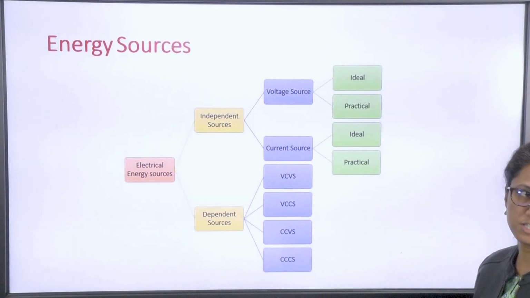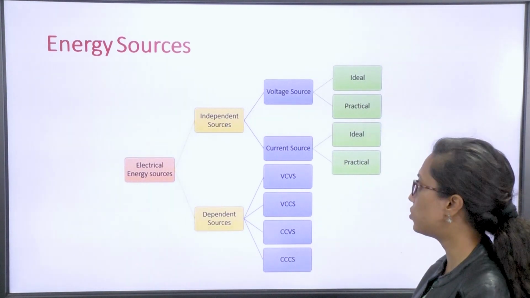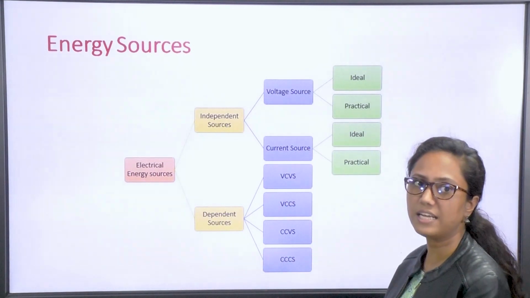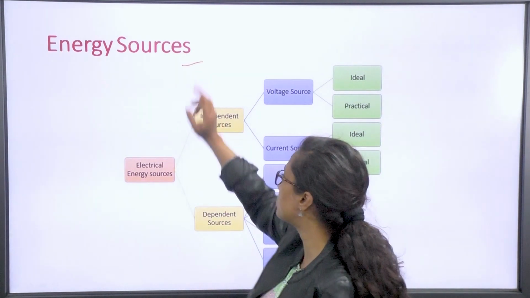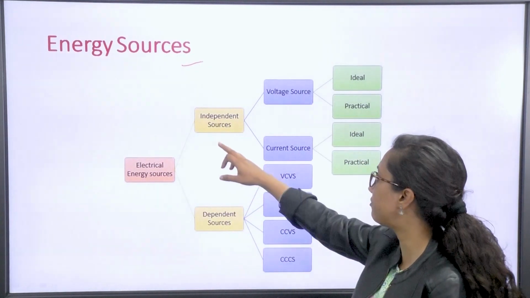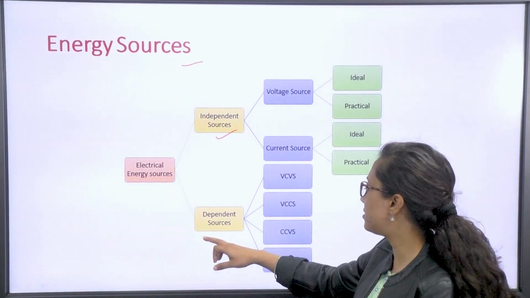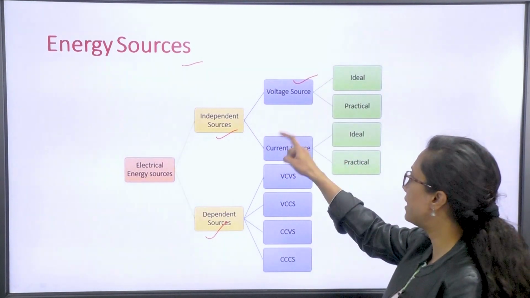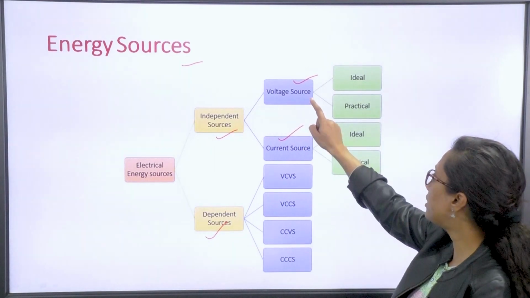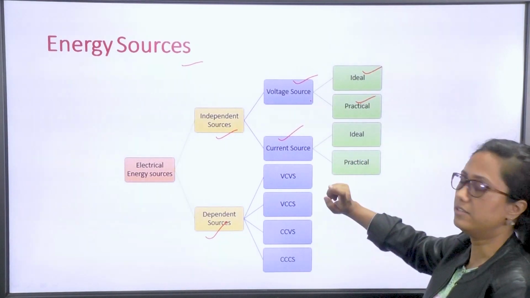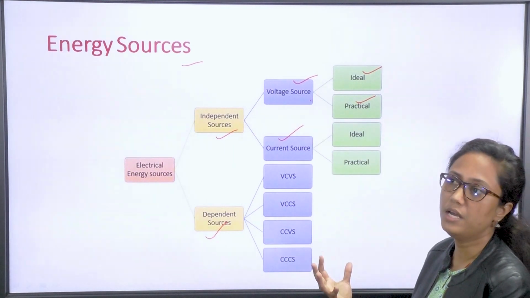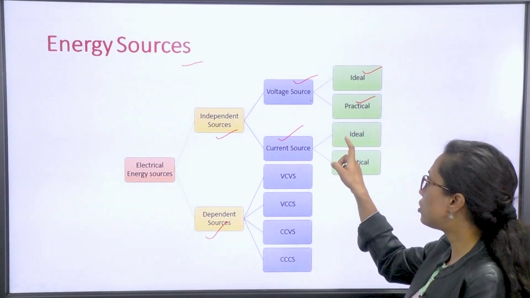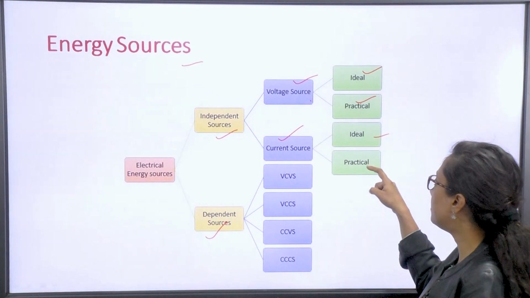Now, energy sources. Basically we are dealing with network analysis and synthesis, so we will deal with electrical energy sources. What are the electrical energy sources? We can widely define two types: first is the independent source, second is the dependent source. Independent sources are further classified into voltage source and current source. The voltage source can be either ideal or practical. Ideal means we are not going to get it in laboratories or for practical purposes, it is just an ideal one. The current source is also classified into two parts, ideal and practical.